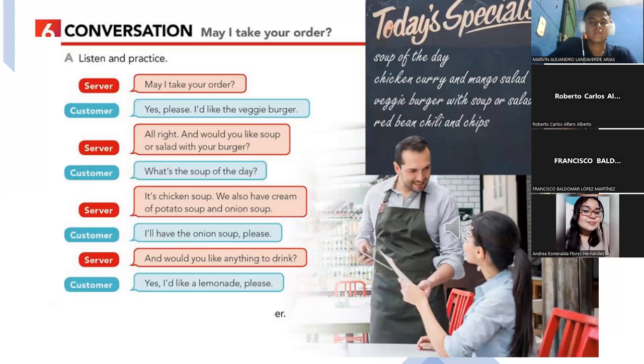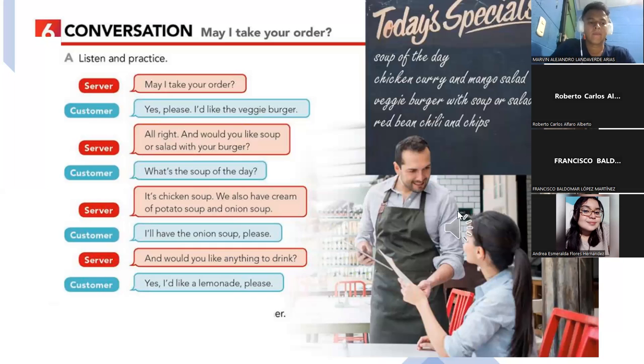May I take your order? Yes, please. I'd like the veggie burger. All right. Would you like soup or a salad with your burger? What's the soup of the day? It's chicken soup. We also have cream of potato soup and onion soup. I'll have the onion soup, please. Would you like anything to drink? Yes, I'd like a lemonade, please.